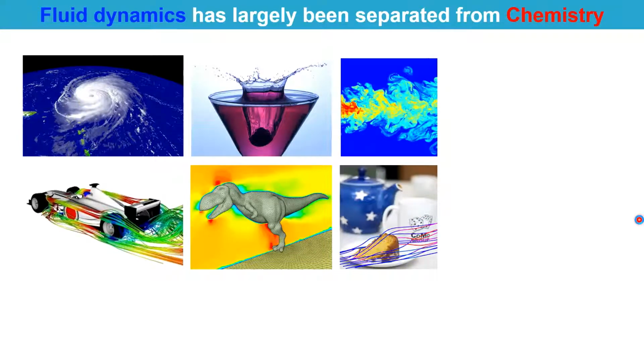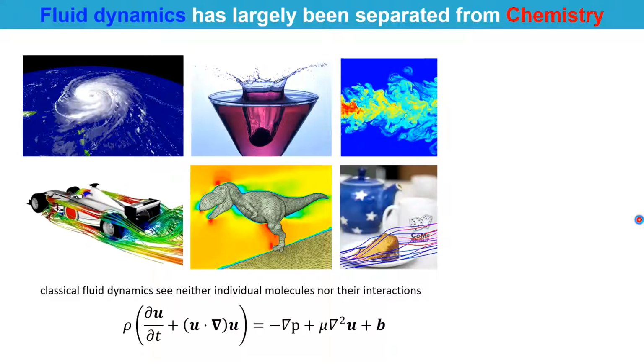By and large, fluid dynamics has been studied and practiced for thousands of years. And most of the time, we focus on macroscopic behavior. It's fair to say that classic fluid dynamics does not see individual molecules or their interactions. This can be appreciated by looking at the governing equation of fluid flow, which is the Navier-Stokes equation. Here we show the Navier-Stokes equation for a classic Newtonian fluid. On the left-hand side, we see the mass times acceleration term, and on the right-hand side, we see the various forces responsible for driving a flow.